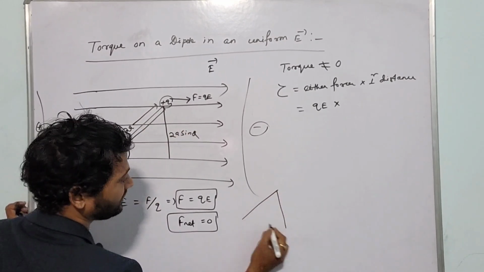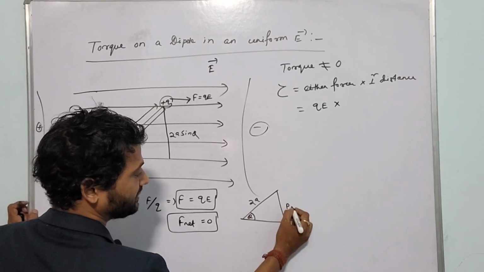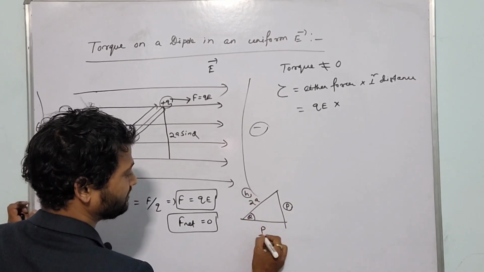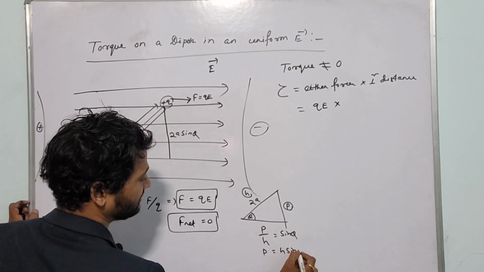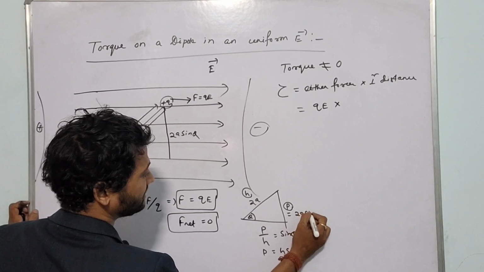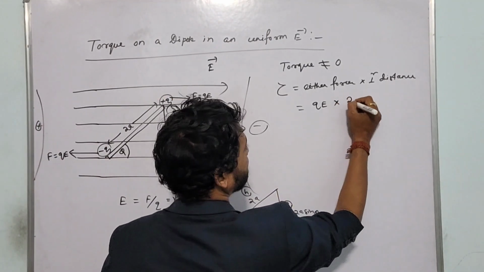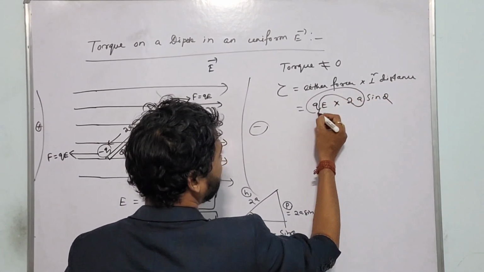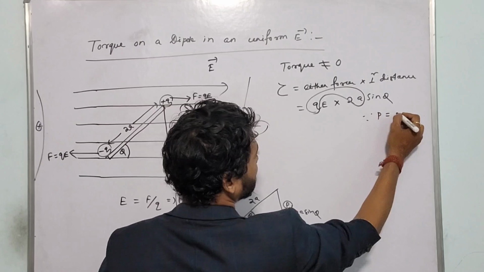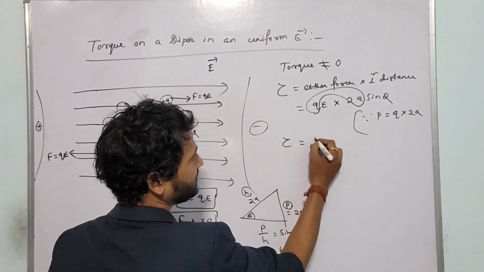देखो ये राइट एंगल ट्रायंगल है, ये आपका 2a है, ठीक है, ये थीटा है, इसको p ले जाओ, इसको h ले जाओ. So p upon h is sin theta. So p will be h sin theta. So ये पार्ट कितना हो जाएगा? 2a sin theta. ठीक है? So मतलब ये 2a sin theta. q into 2a क्या है? p, डाइपोल मोमेंट, q into 2a. ठीक है? So टॉर्क का इक्वेशन क्या मिल गया?